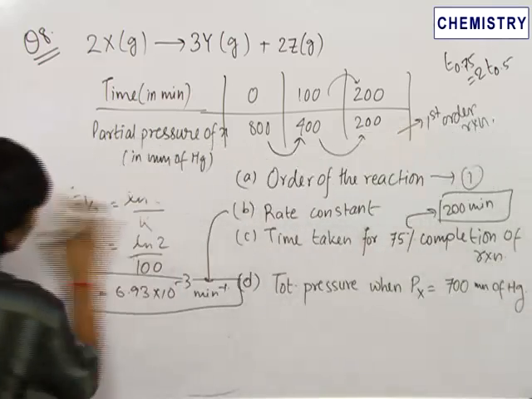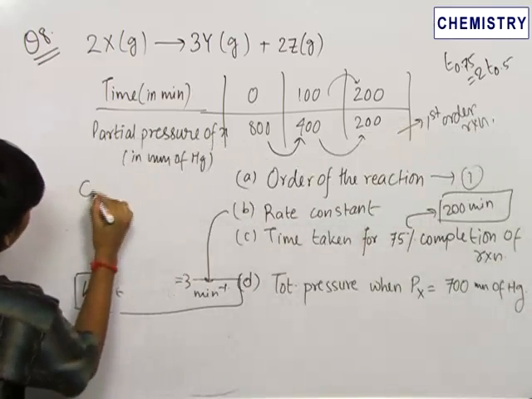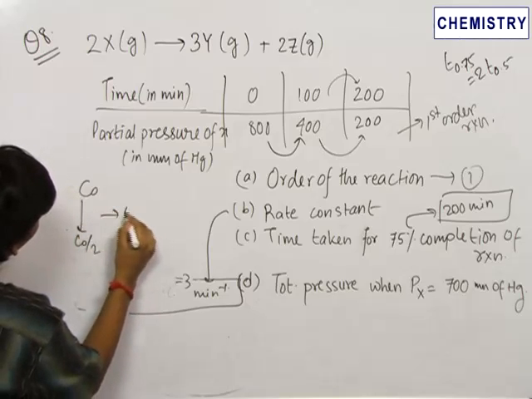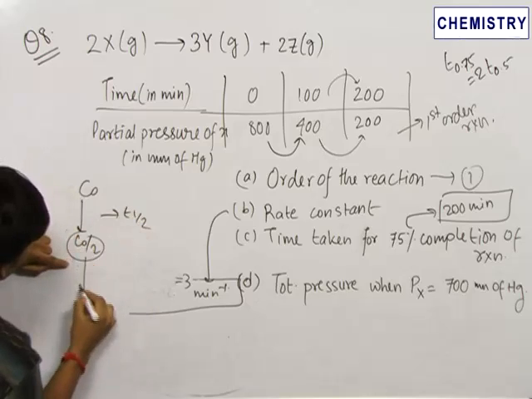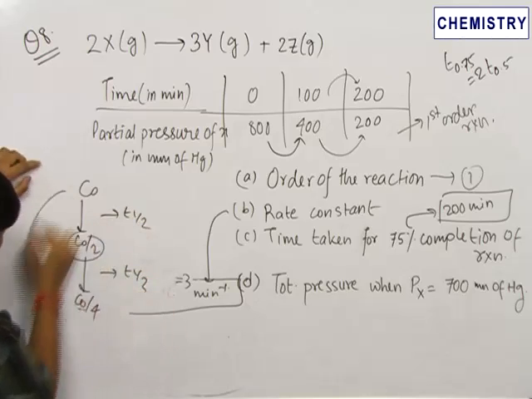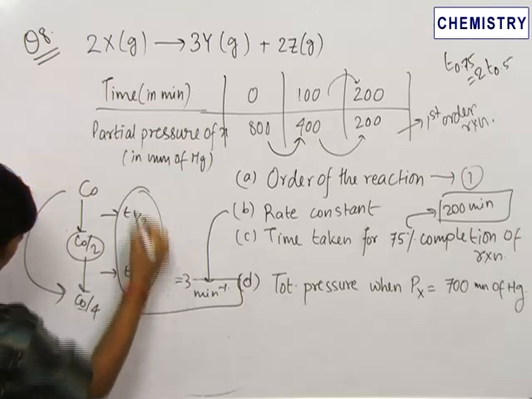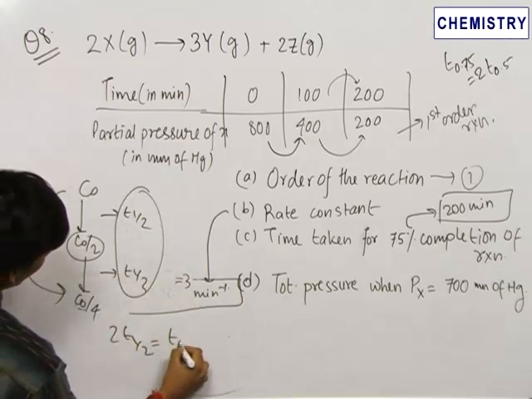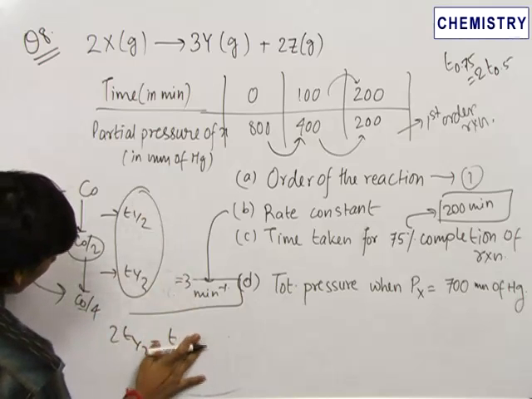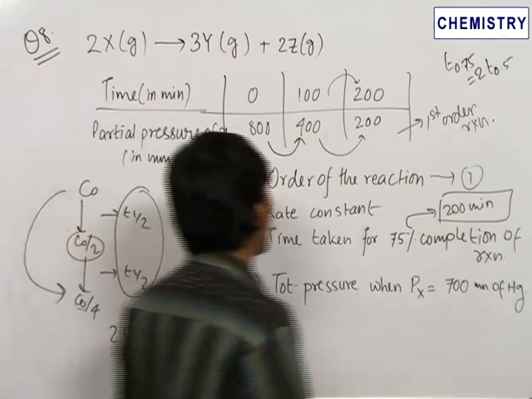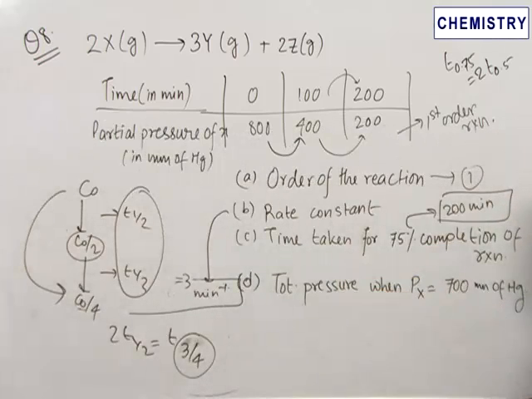This is because we know that if the initial concentration is C naught, it will reduce to C naught by 2 in T half time, and for this to reduce to its half value, that is C naught by 4, it will again take time T half. Now from this to this, it has taken time 2 times T half, that is equal to T of 0.75, that is T 3 by 4. That is the time taken for 75% completion of the reaction. So we directly get the value for time taken for 75% completion to be equal to 200 minutes.